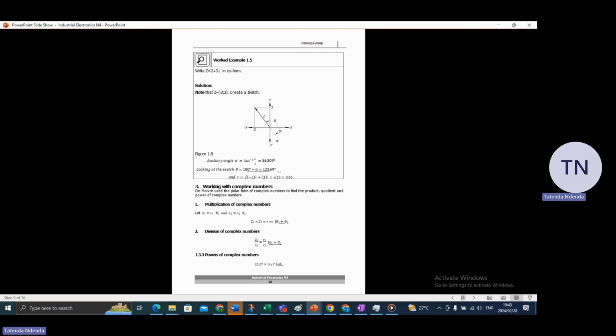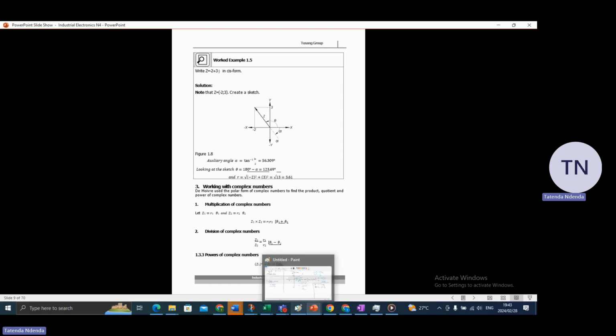Working with complex numbers. We have what we call the theorem, which uses the polar form of complex numbers to find the product, quotient, and power of complex numbers. Let Z1 equal R1 theta 1 and Z2 equal R2 theta 2. Whenever we multiply complex numbers, Z1 multiplied by Z2 is equal to R1 multiplied by R2, open bracket, theta 1 plus theta 2.